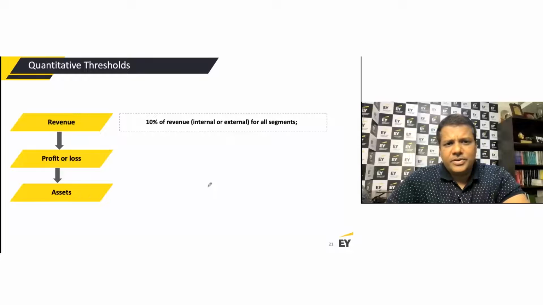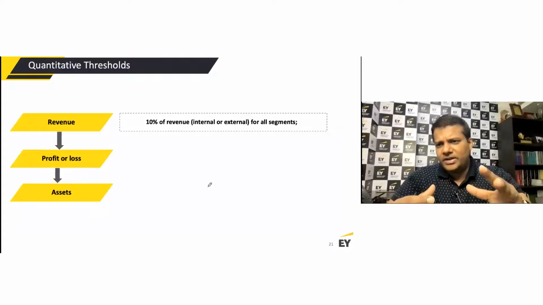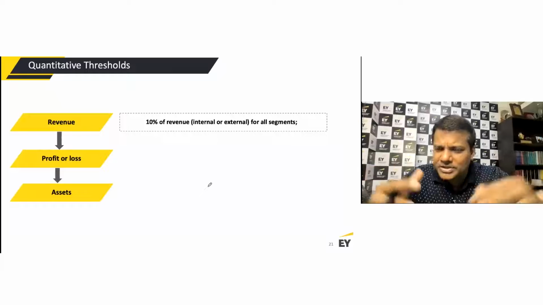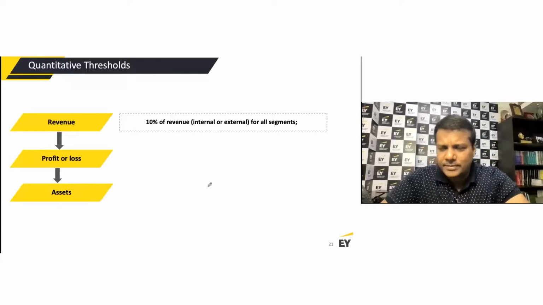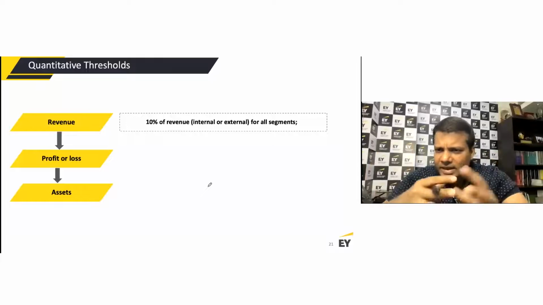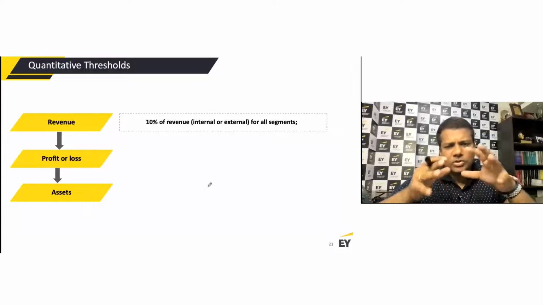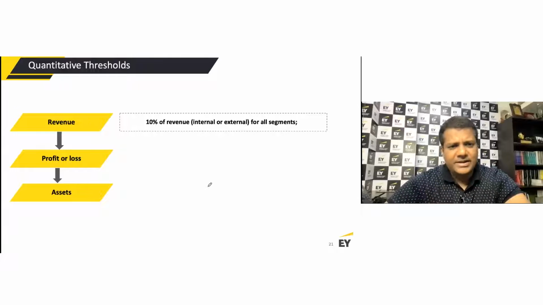When you say revenues, it is 10% of revenue, internal or external, for all segments. So you look at total revenues of that business, and if a component exceeds 10% of revenues, then it becomes an operating segment or a reportable segment, subject to, again, the aggregation criteria. And we will learn about the aggregation criteria. So if the revenue exceeds 10% of the total revenues, you need to look at that.